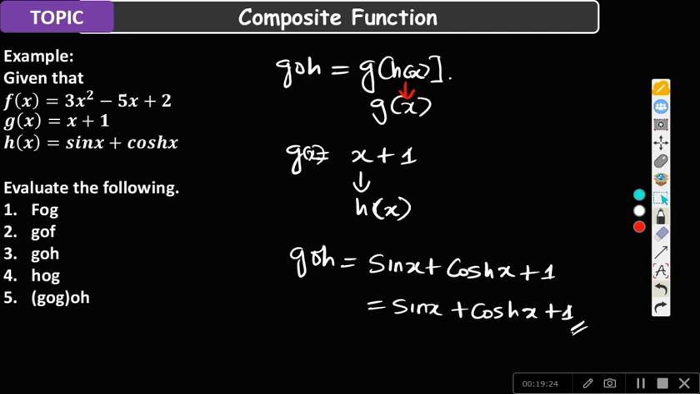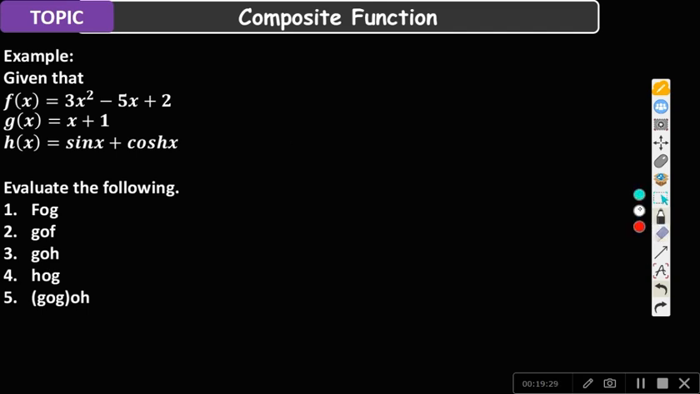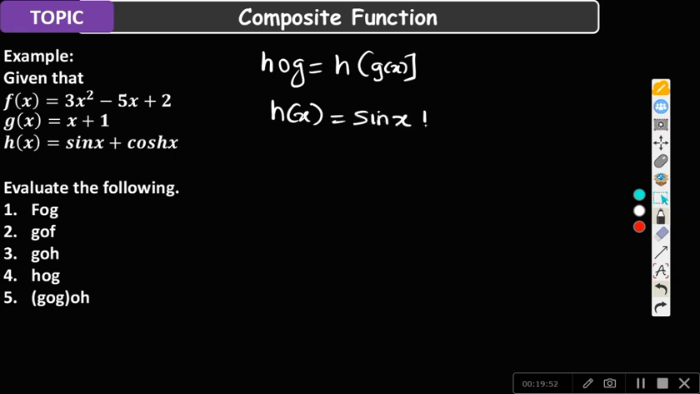Now the next one is h of g. What do you think that one will be? What is our h of g in expression form? It is h bracket g of x. Now what does that mean? You have the value of h of x. h of x says sine x plus cos x. Now what does this statement mean? It means wherever you see x in h of x, put in the value of g.